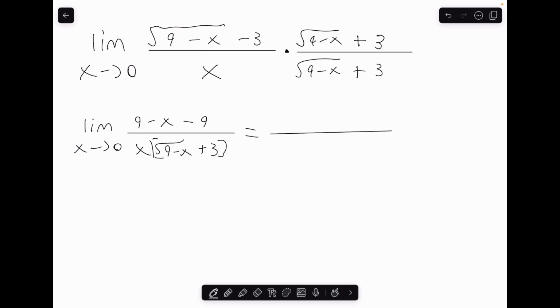We cancel. Okay, so let's cancel. 9 minus 9, that's 0. So these 9s are going to cancel out, and we're left with negative x in the numerator. In the denominator, we have x times this whole expression.